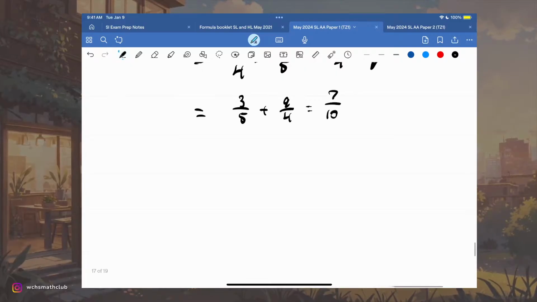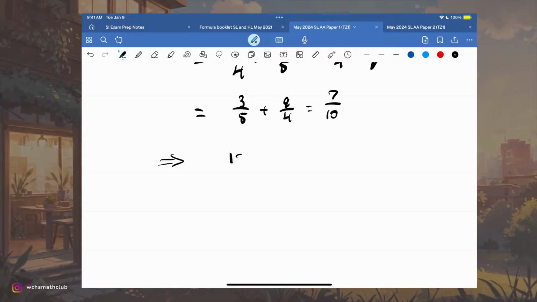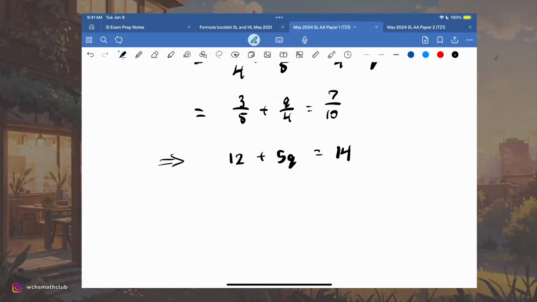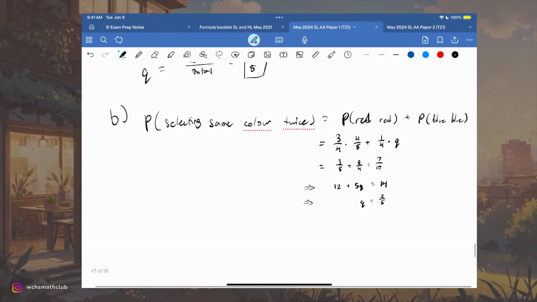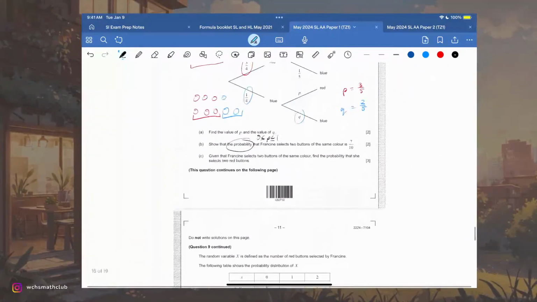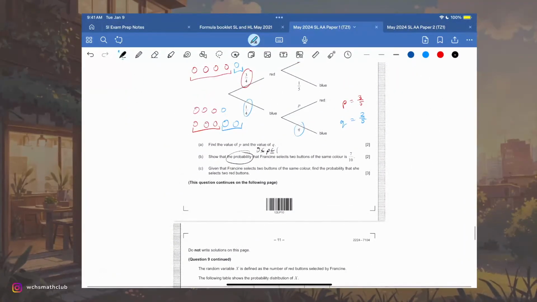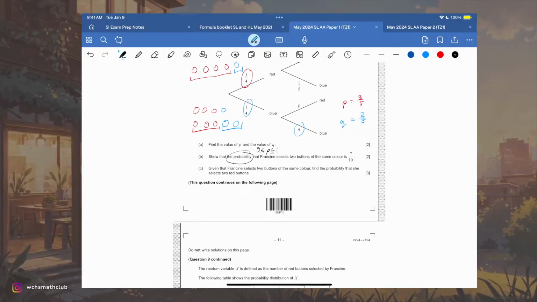So this implies that 3 times 4 is going to be 12, plus q times 5, which is 5q, and then equals 7 times 2, which is 14. This implies q equals 2 over 5. And there we should have our answer, because we show the probability that the friends select the same color is 7 over 10.